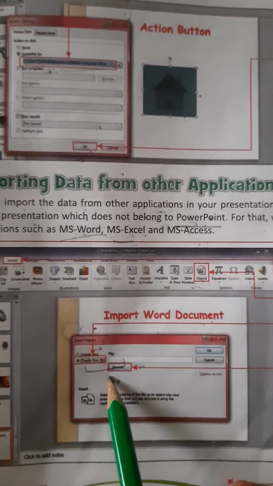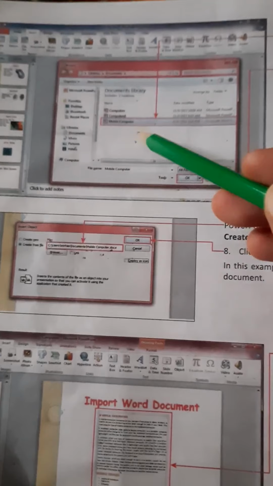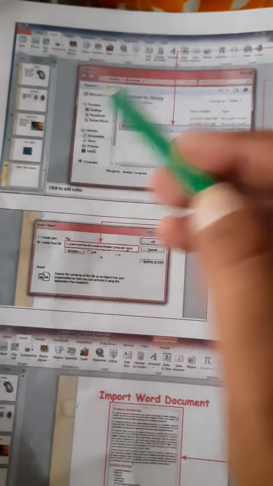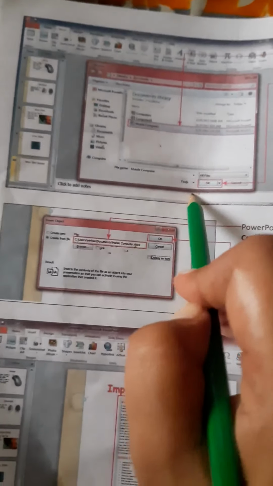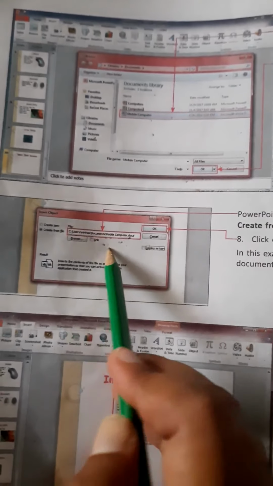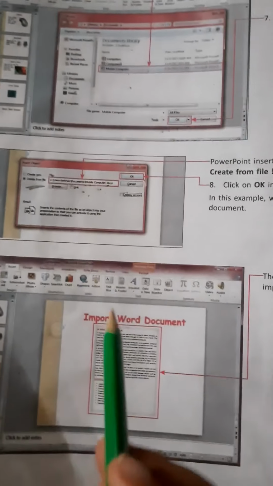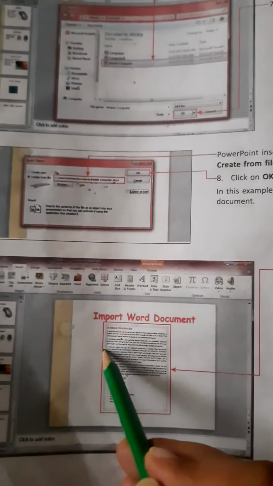So click on Browse option. Browse dialog box will appear on the screen. Select the location that contains the file you want to import. Click on File. Click on OK button. It will add or insert the path or location of the file into the Create from File box. Click on OK button. So MS Word document file will be imported in our presentation.